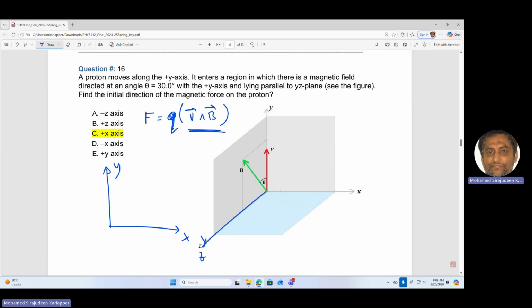Okay, then look at the thumb. That is the direction of V cross B. Therefore, because a proton's Q is positive, that is also the direction of the magnetic force. Clear? So the answer is therefore, what?